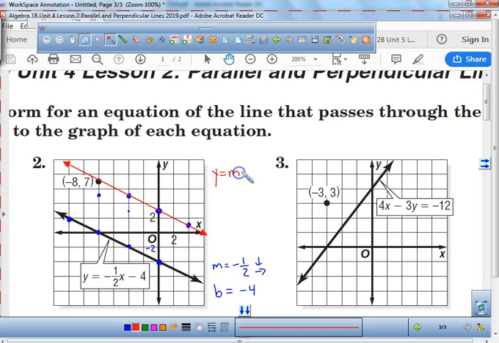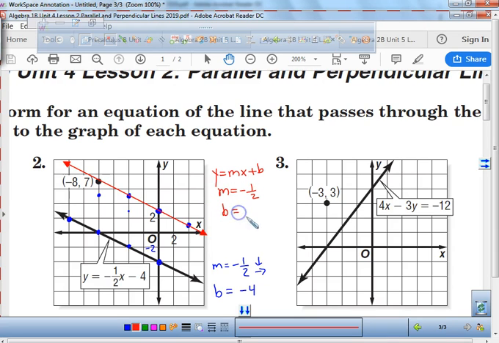Y equals mx plus b. What is our slope still going to be? -1/2. What do we have to interpret right now? What the y-intercept is. What does it appear the y-intercept is right there? What would you guys assume that ordered pair is?